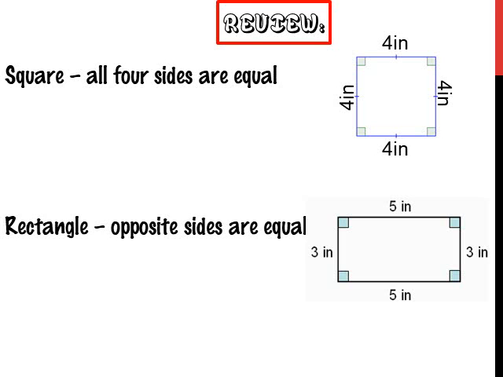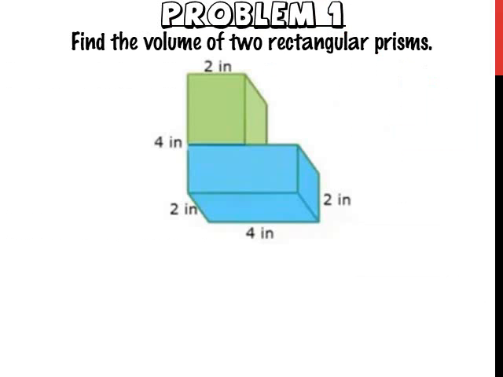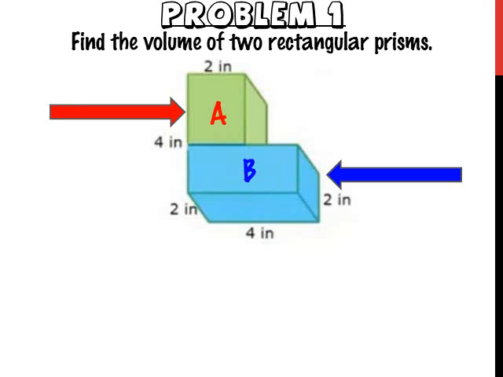Let's move on to problem number 1. For problem number 1, we're going to find the volume of the two rectangular prisms. In order to do this, we're going to find the volume of the first one, and then the volume of the second one. Pointing to this first one, I'm going to label that one A, and the second one B. So I'm going to find the volume of A, then the volume of B, and then combine my two volumes together.